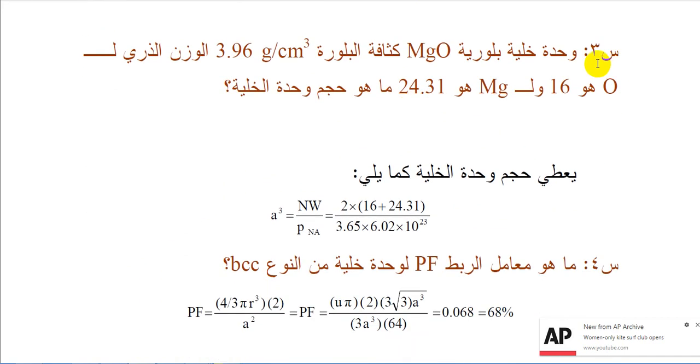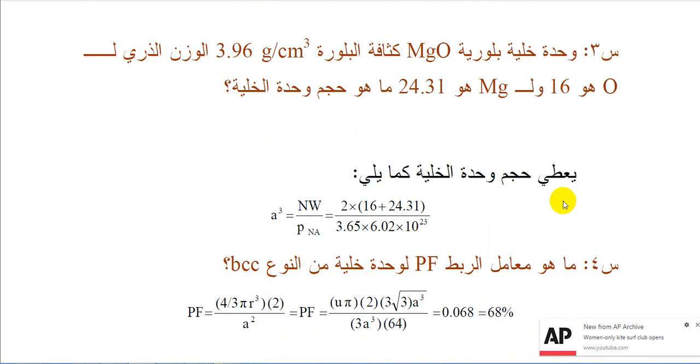Good. Question 3. A crystal unit cell, MgO, with a crystal density of 3.96 gram per centimeter cubed. The atomic weights of O is 16 and Mg is 24.31 respectively. Determine the size of the unit cell.